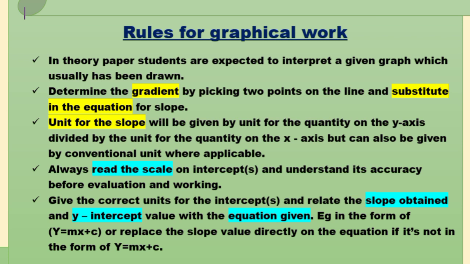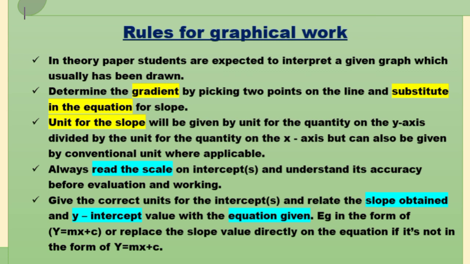So determine the gradient by picking 2 points on the line and substitute in the equation for the slope. You determine the gradient normally. Of course, we know how to determine the gradient. You just pick 2 easily readable points and then determine the gradient. And then you should know how to replace the gradient in the equation.